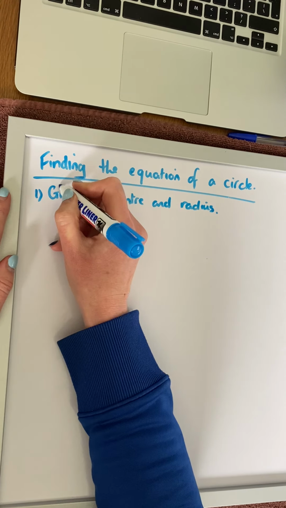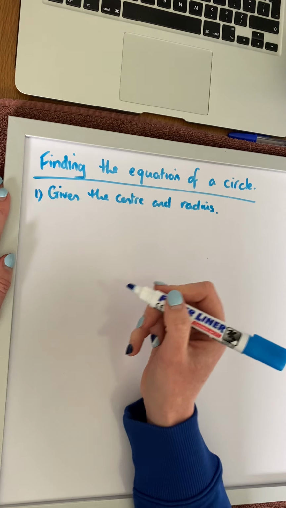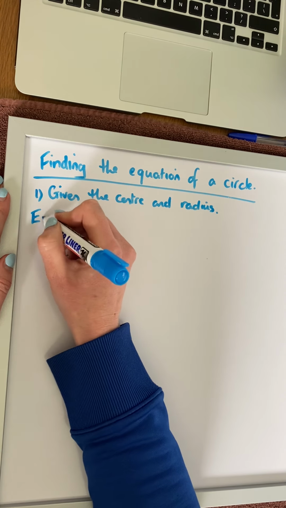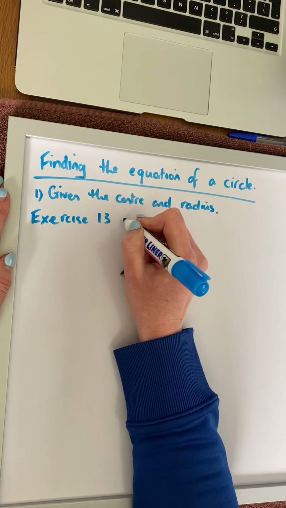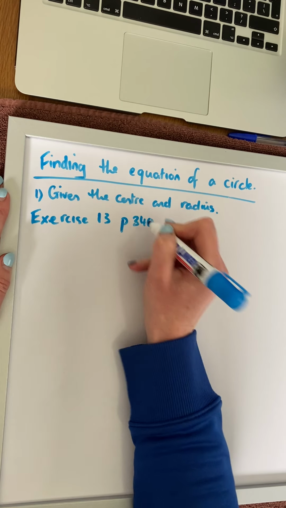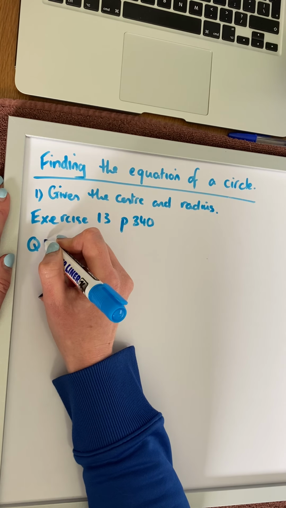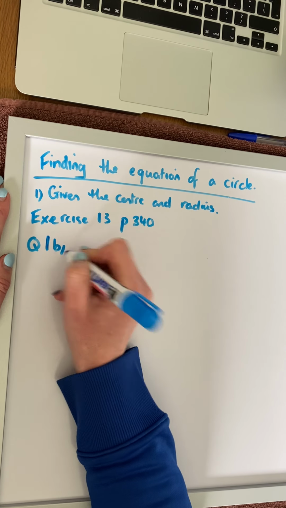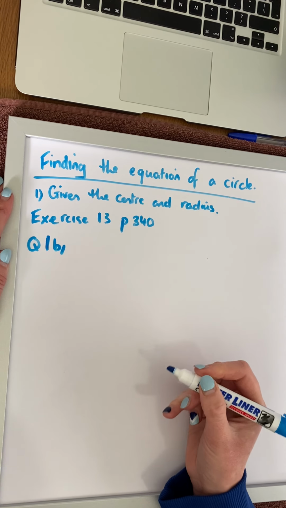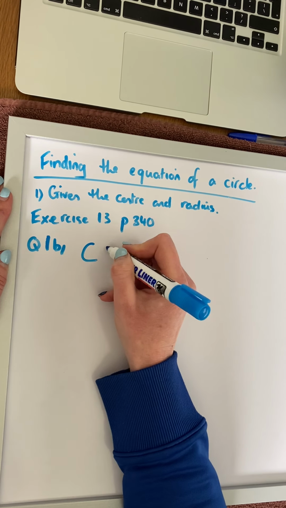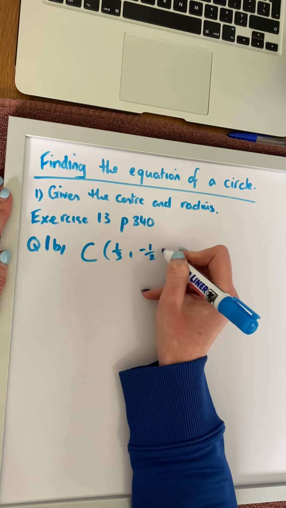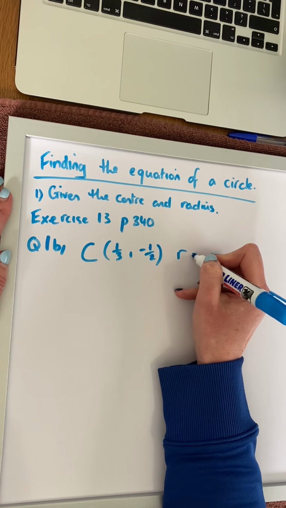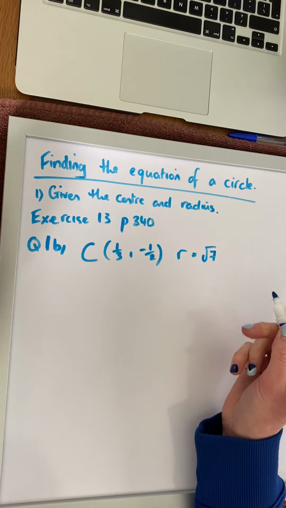So when we are given the center point, the question we're going to look at is from exercise 13, on page 340. For this question, we're going to look at question number 1, part B. In question 1, part B, we are given the center of the circle, which is the point 1/3, comma, minus a half. And we are told that the radius is equal to square root 7.